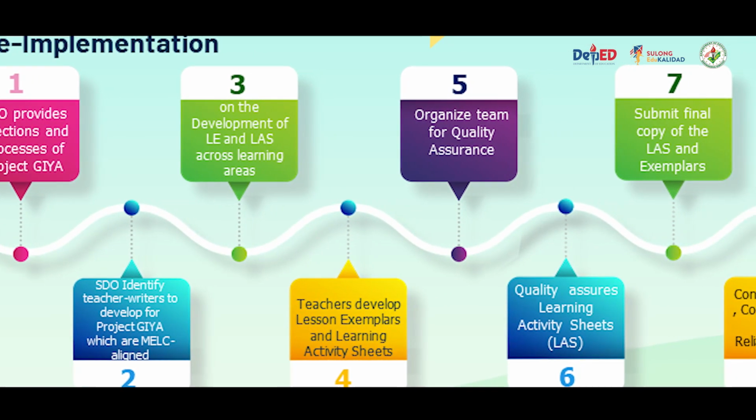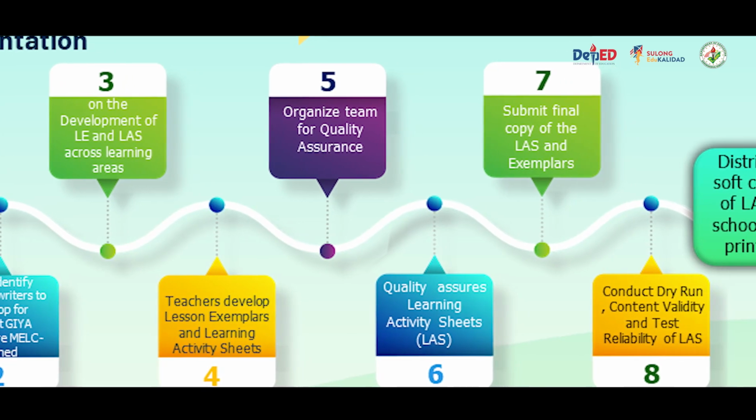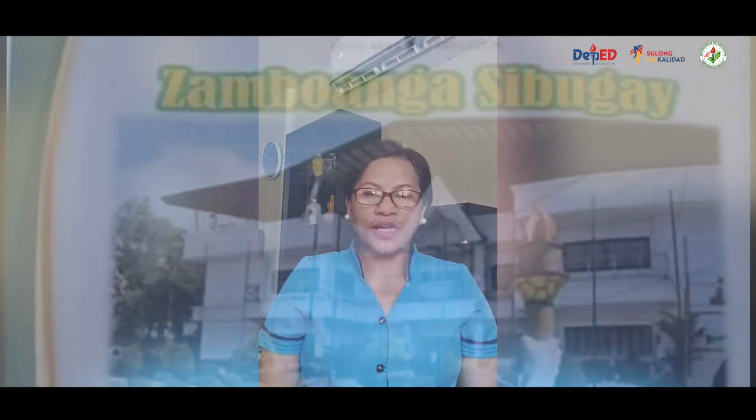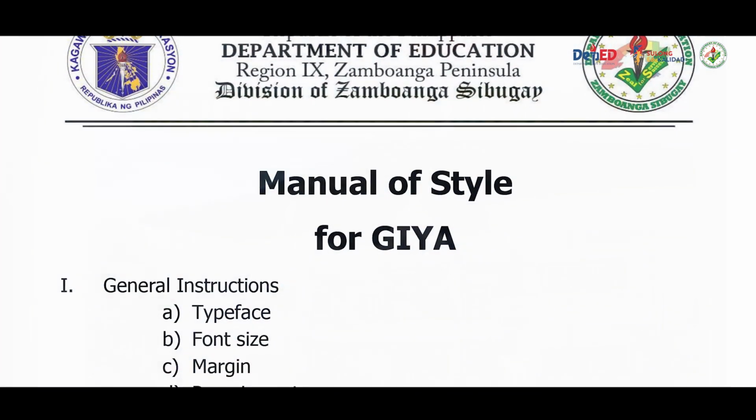She explained the purpose and put premium importance on the expected outputs of this GIYA, which should address the needs of our learners in this time of the pandemic. And with that, the Curriculum Implementation Division crafted and implemented the procedural details in the development of GIYA. One is the preparation of guidelines. In this process, we crafted the Manual of Style.